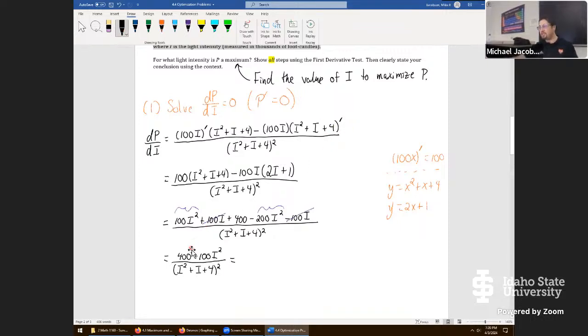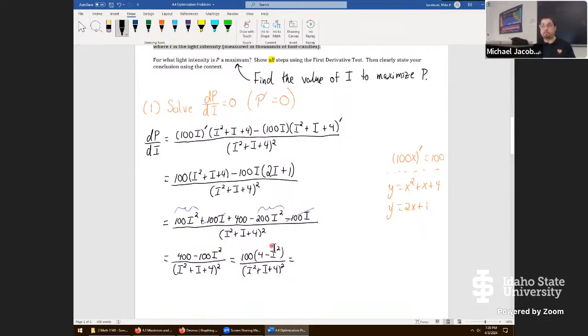Well, at this stage, this is pretty good for a simplified derivative. Because we're equation solving, we're also going to factor it. And it starts with the greatest common factor of 100 that we can factor out of both terms. So factor out a 100. That will leave behind 4 minus I squared divided by I squared plus I plus 4 squared. So we've got that part down.